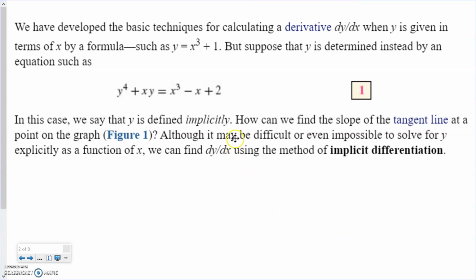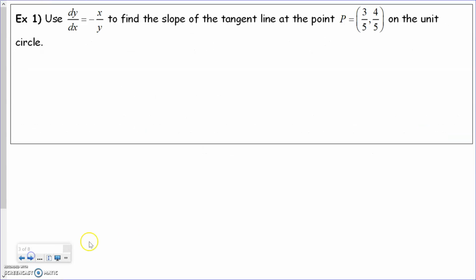But you'll see a lot of examples where we have something defined like this example here. So y to the fourth plus xy equals, in this case, y is defined implicitly. Y is not easily separated out of that function. So we need to use implicit differentiation to be able to find the derivative of this, because we can still look to see what's going on with the tangent line.